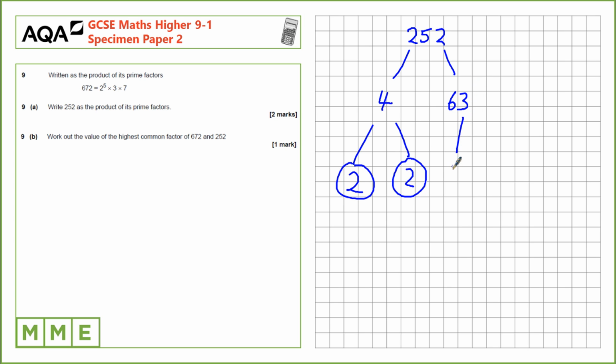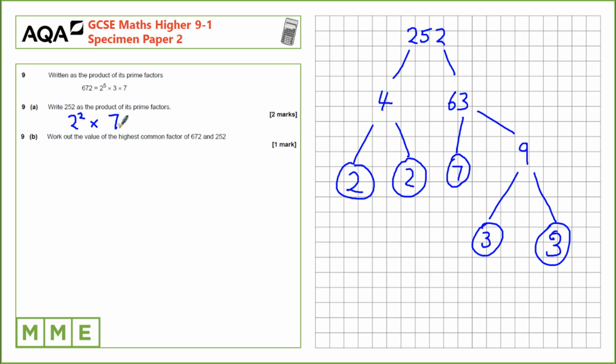63 isn't prime, it can be split up into 7, which is prime, and 9. And 9 is not prime, it has 2 factors, 3 and 3. So if we want to write these as a product of its prime factors, we have 2 squared times 7 times 3 squared. We're writing 2 squared for 2 times 2, so we have 2 factors of 2.